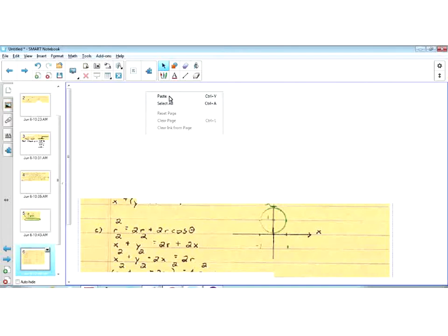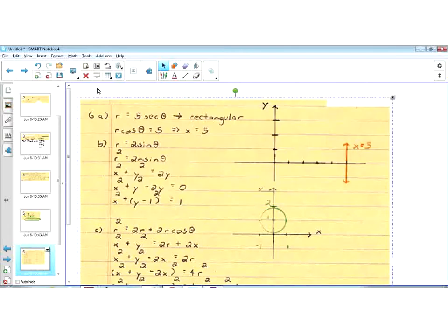Okay, so now suppose we want to sketch the graph of r is equal to 5 secant theta, and we want to graph this function in the xy plane. The technique would be to convert this equation into rectangular coordinates. If we multiply both sides of the polar equation by cosine theta, then the cosine theta would annihilate the secant theta on the right-hand side, and so we'll have r cosine theta is equal to 5.